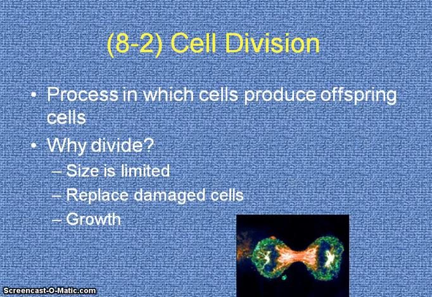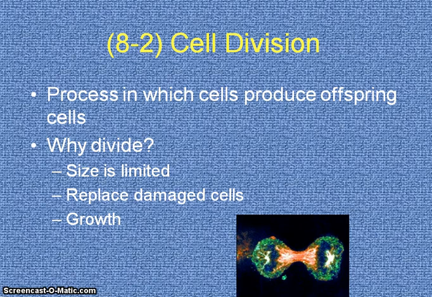Chapter 8, Section 2 is on cell division, which is a process in which cells produce offspring cells. The main reason cells divide is, one, size is limited. We discussed in our cells chapter that the surface area to volume ratio limits how large the cell can grow and still be able to take in enough nutrients to support itself.